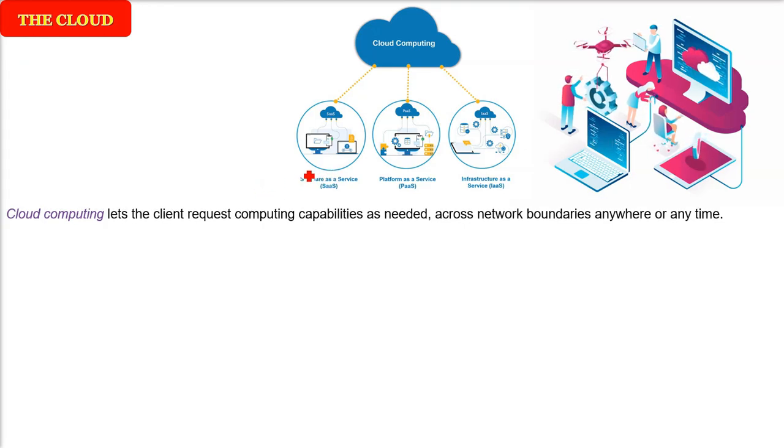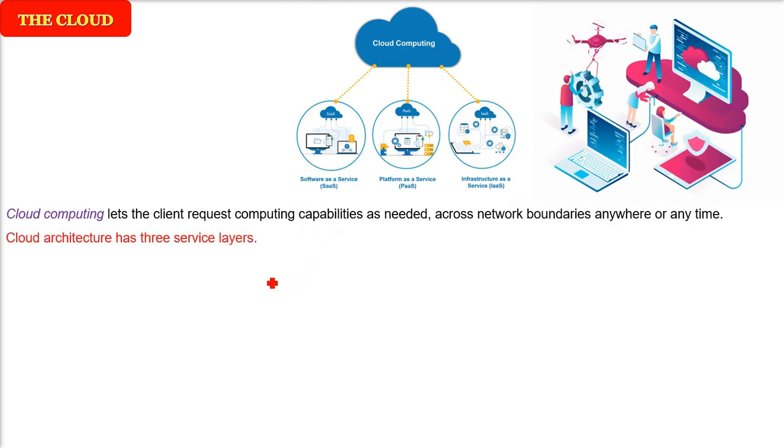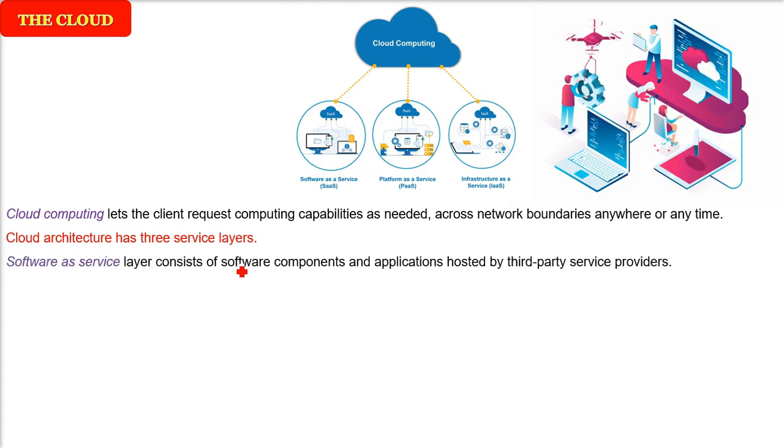Cloud computing. Now this is the talk of the town. It lets the client request computing capabilities as needed anywhere they want. So cloud architecture has 3 service layers: the SaaS, PaaS, and IaaS. Software as a service. This layer consists of software component, the application. These are hosted by third-party service provider. So you can use software wherever you want as a service.